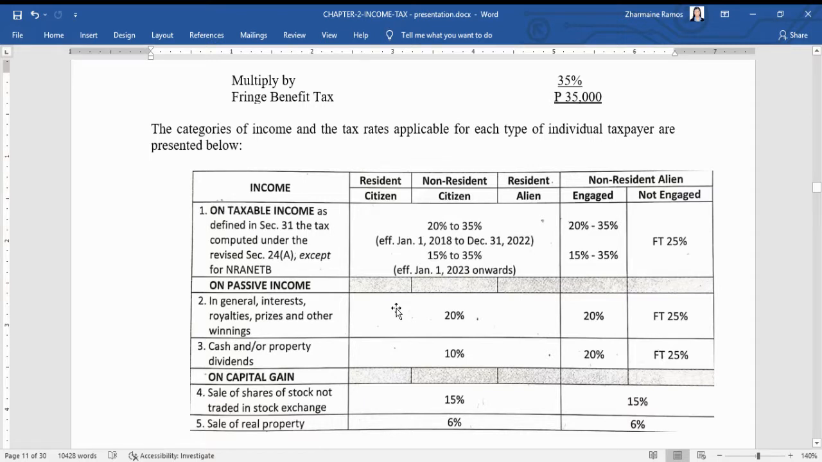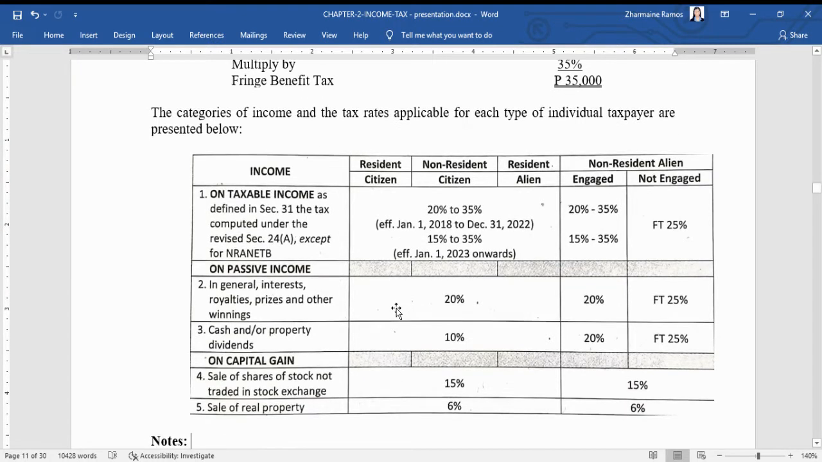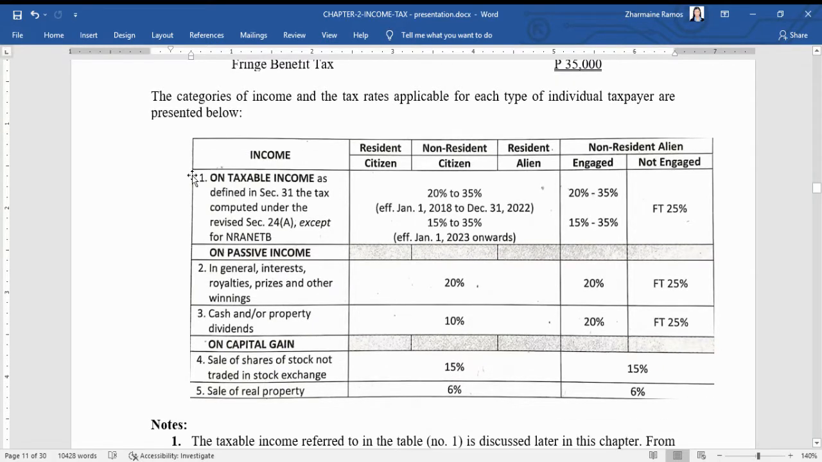Ito yung summary ng income and the tax rates applicable for each type of individual. So, on taxable income, pag resident, citizen, and alien, pare-parehas lang. Pag not engaged, so ito yun. At pag not engaged, ito siya. So, ayan yung summary niya.